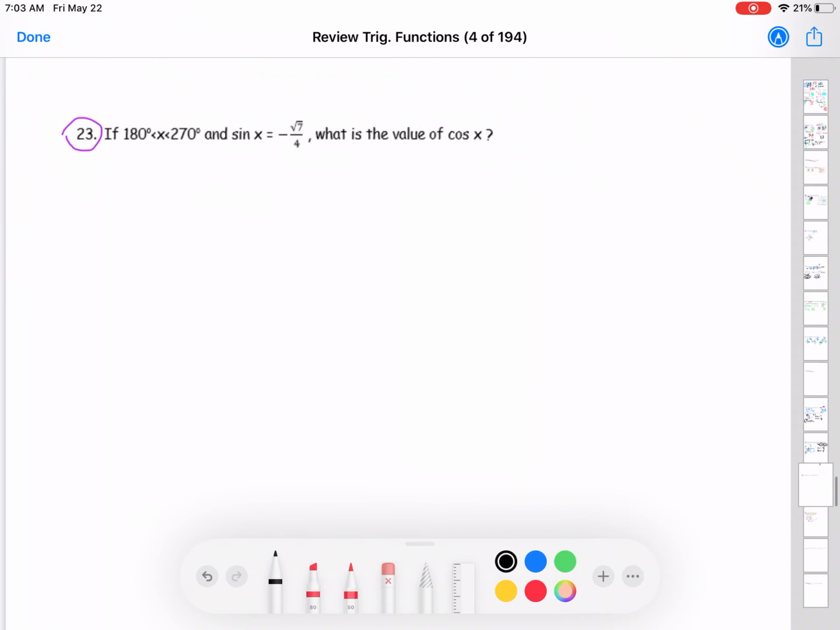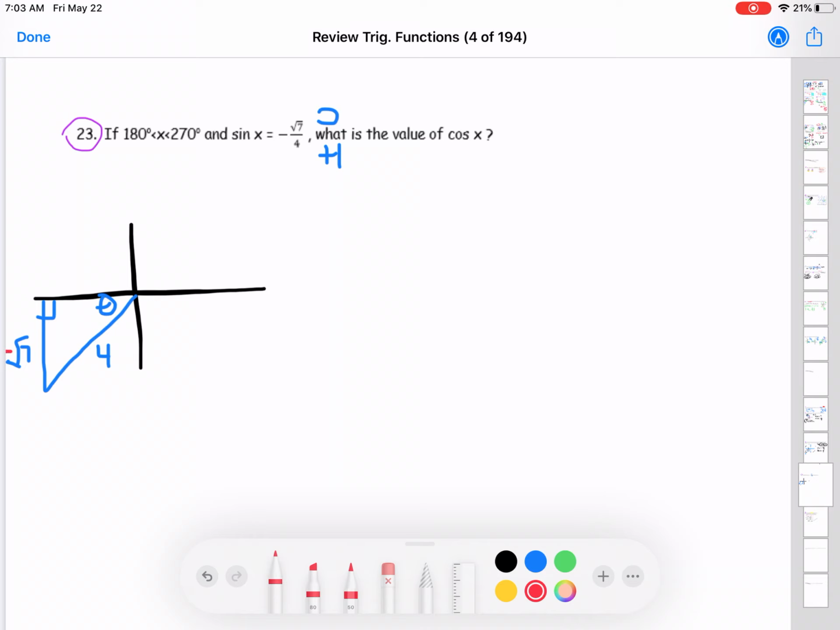Okay, 23. I'm telling you that the angle lies between 180 and 270. So that means I'm in quadrant 3. So we'll extend out. I'm giving you the sine. Sine is opposite over hypotenuse. So opposite over hypotenuse. And then who gets the negative? Well, the radius, the hypotenuse is always positive, so the negative goes with my 7.